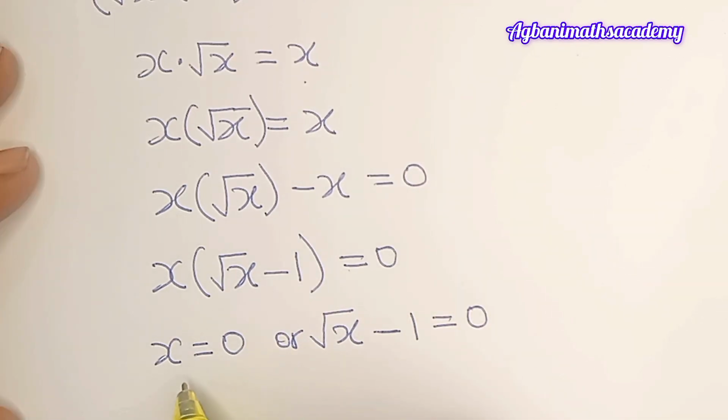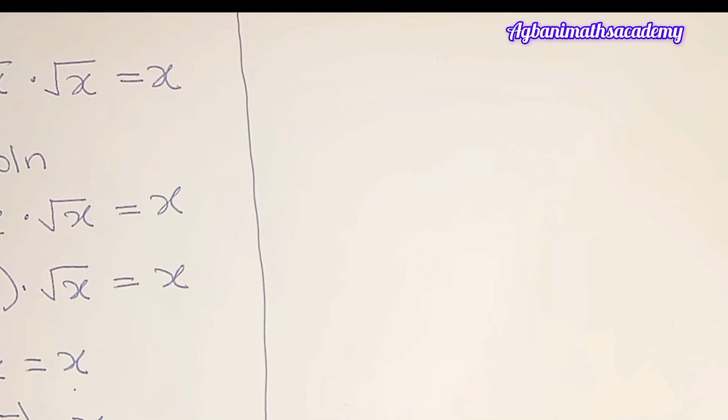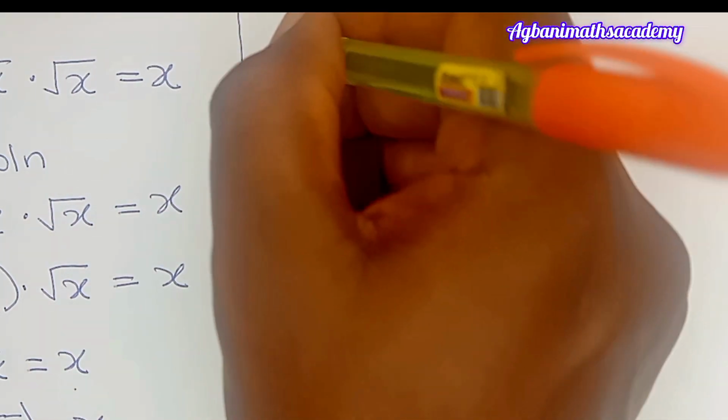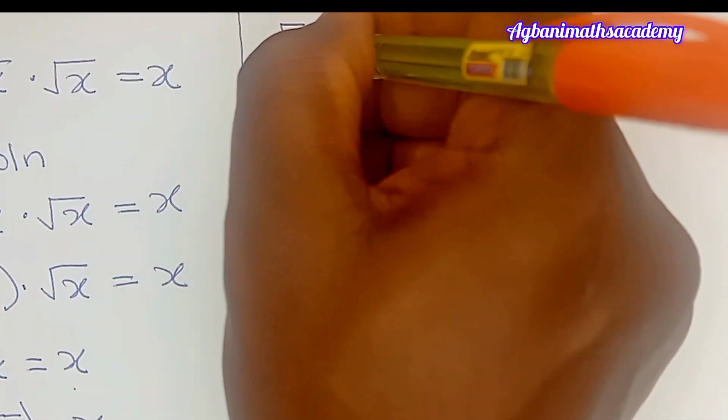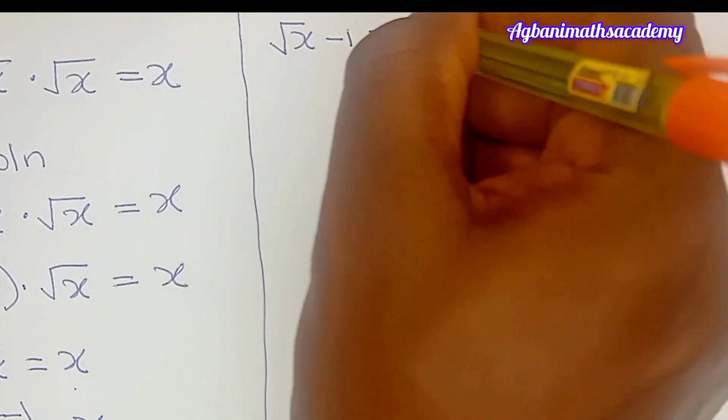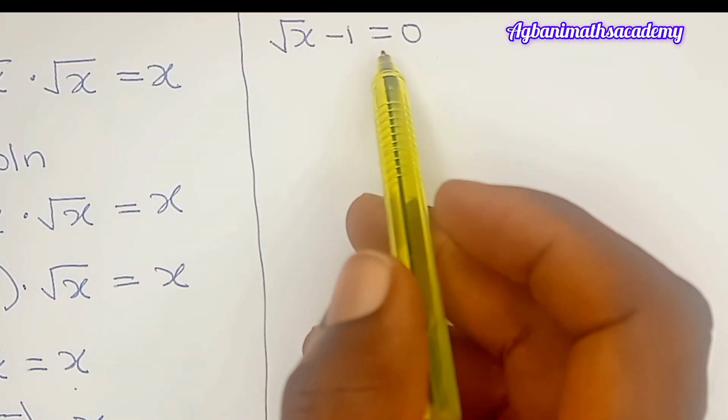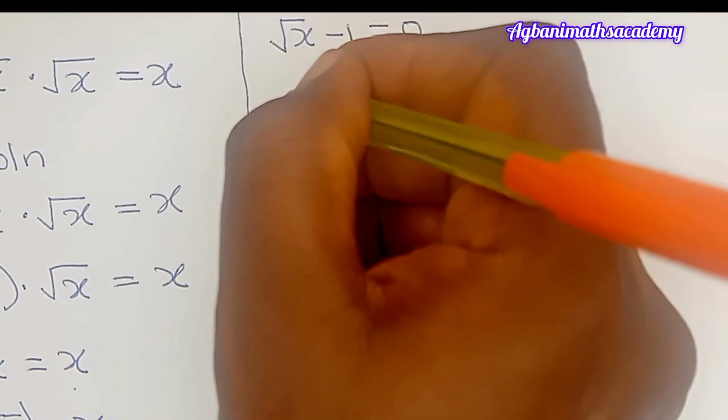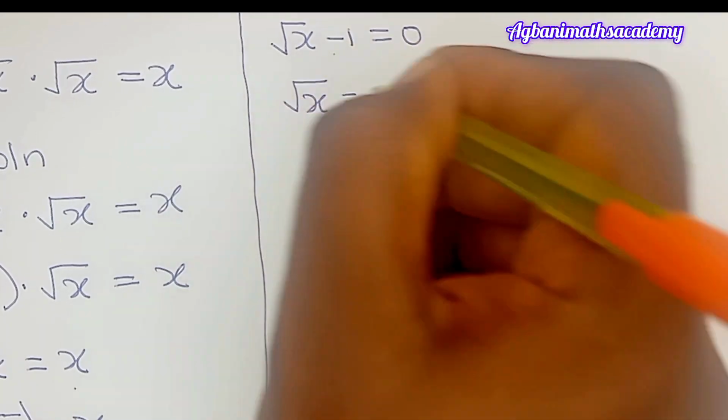So we have found one value of x to be equal to 0. But here we still need to solve further. So we're going to have √x − 1 = 0. So moving minus 1 to the right, the minus sign will change to plus. So √x = 1.